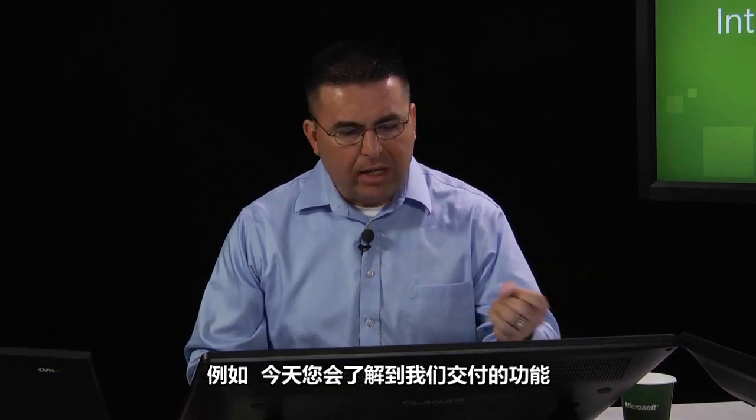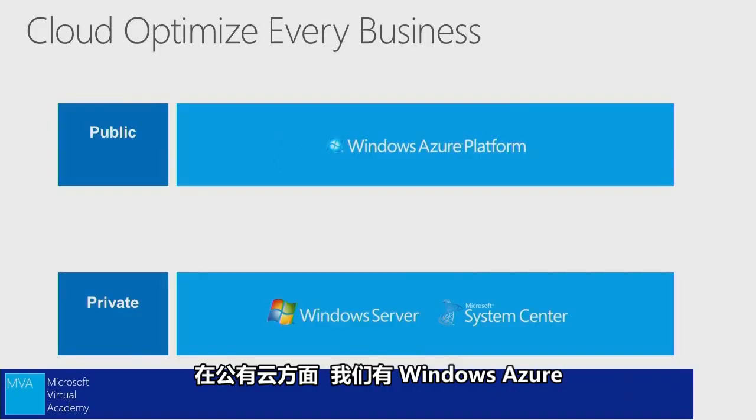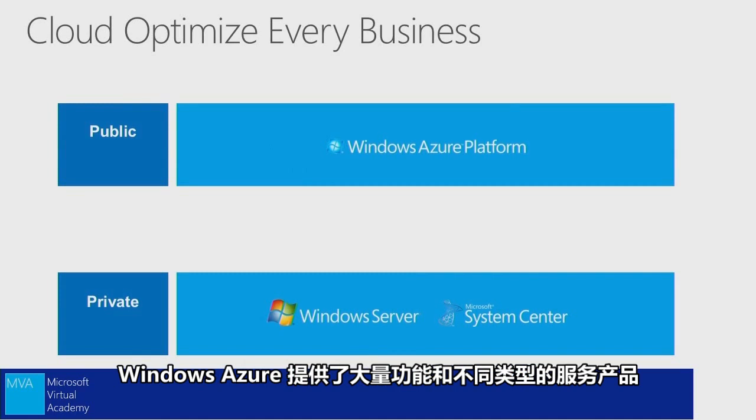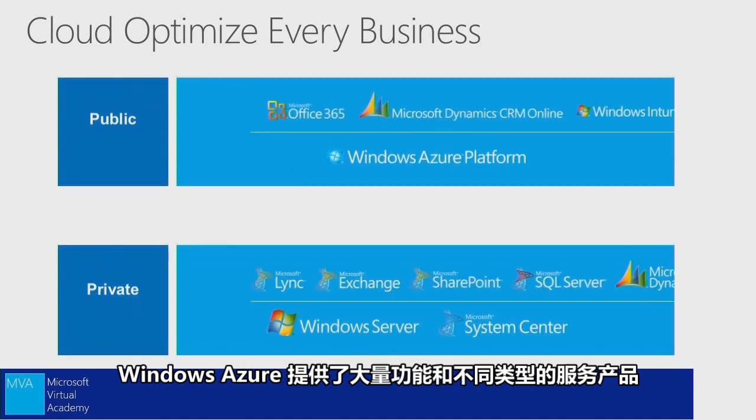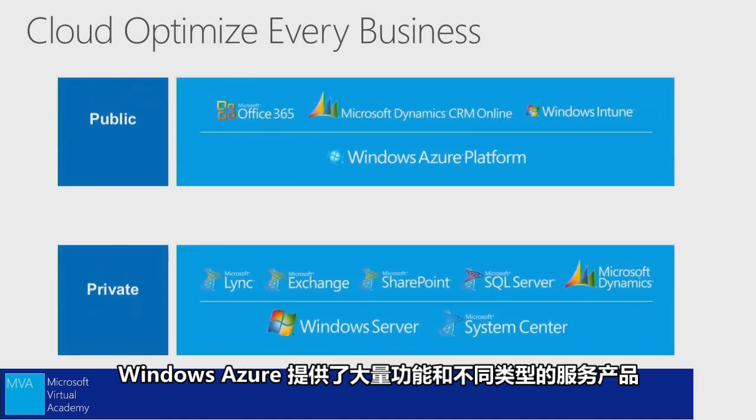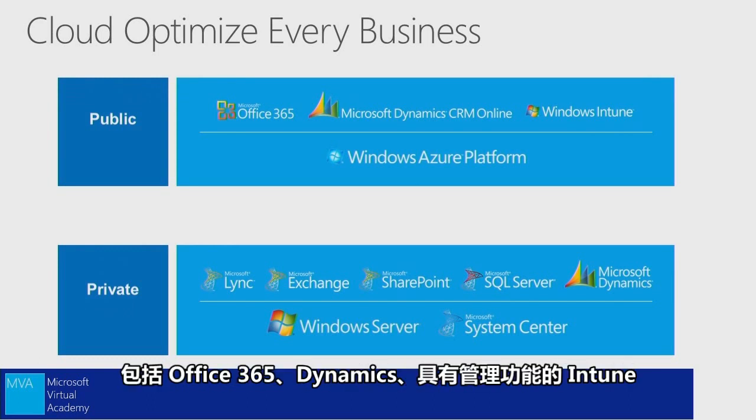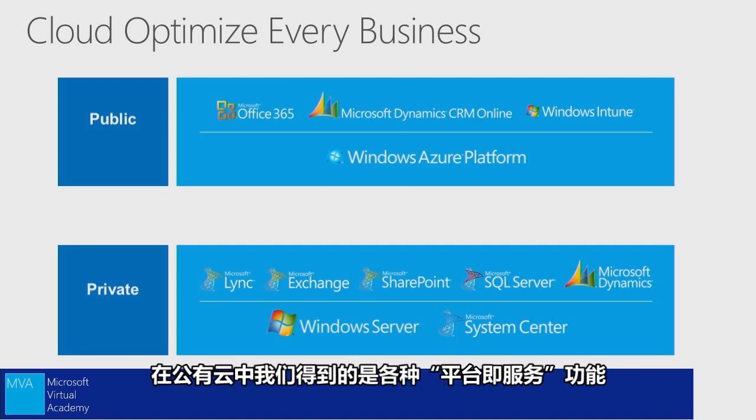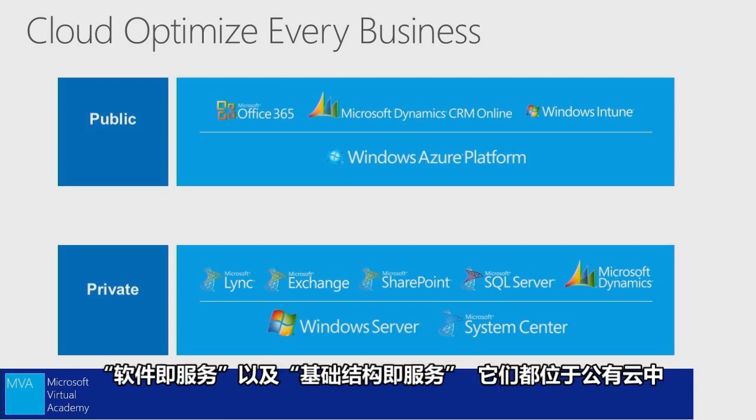So for example, in terms of our public cloud, we have Windows Azure. Windows Azure provides lots of capabilities, lots of different types of service offerings, whether it's Office 365, whether it's Dynamics, whether it's management with Intune. What we get in the public cloud is all sorts of platform as a service capabilities, software as a service, as well as infrastructure as a service, all located in the public cloud.